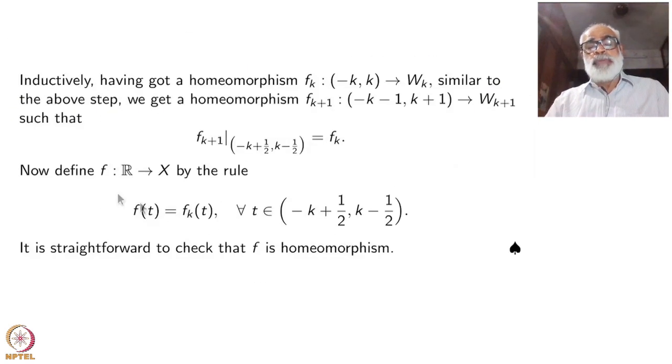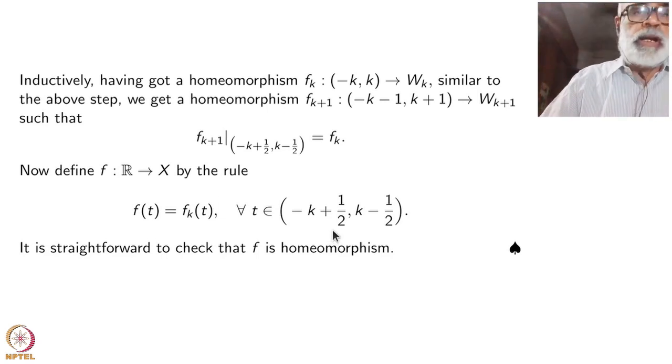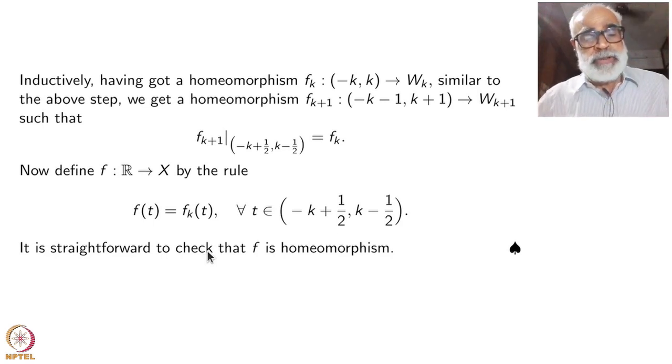So now you define F from R to X by the rule F(t) equals Fk(t) whenever t belongs to this interval. Given any t inside R, it must be in one of these intervals. Once it is in this interval, even if you take k larger, the value of Fk(t) on this interval is the same thing. F(k+1), F(k+2), they are all equal to Fk(t) here. Therefore, F(t) is well defined.